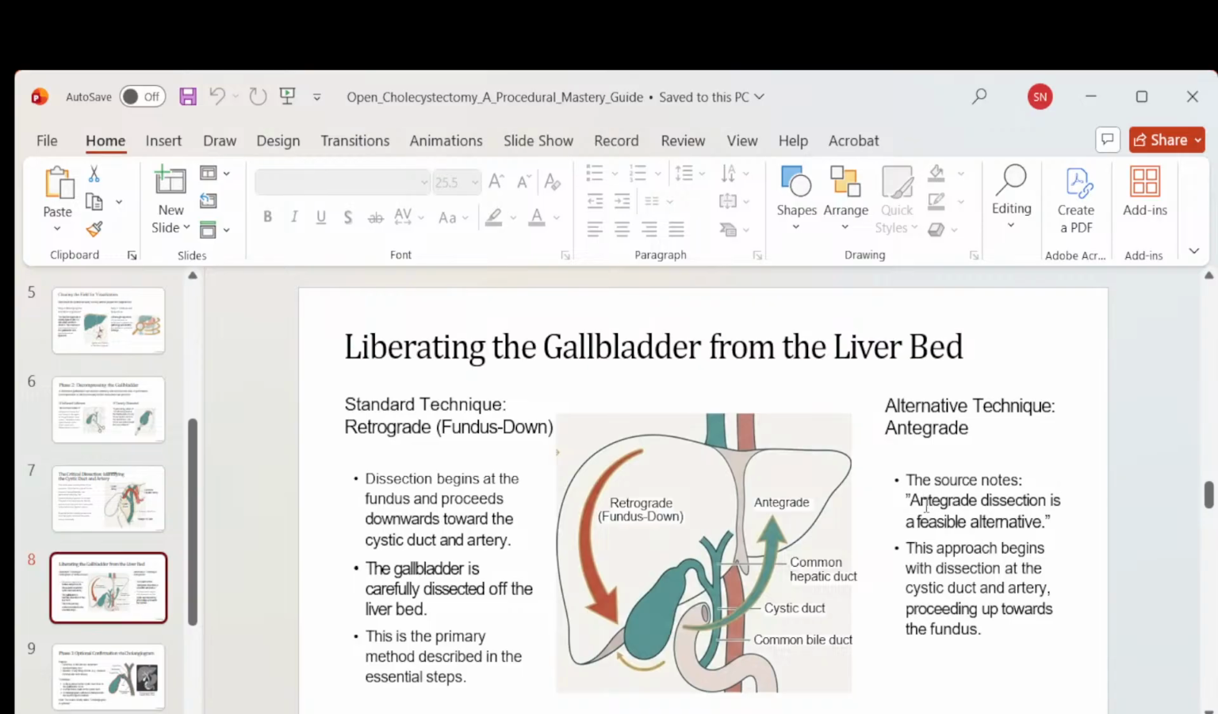The antegrade dissection is the feasible alternative. This approach begins with the dissection of the cystic duct and cystic artery, proceeding up towards the fundus.